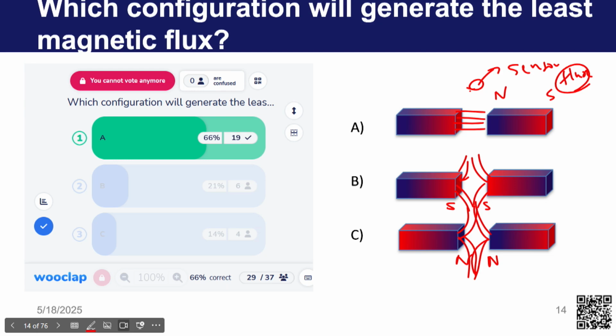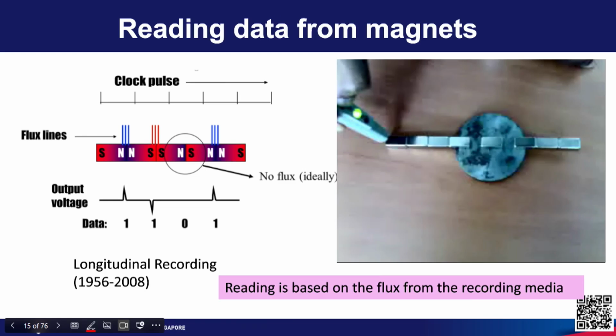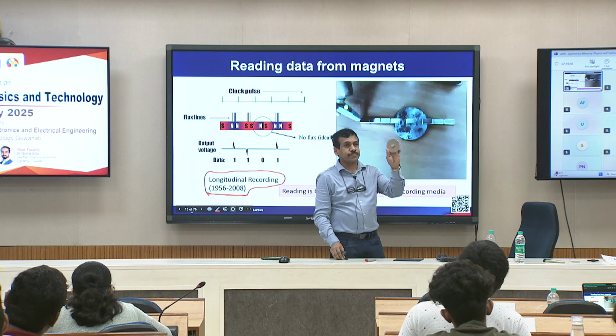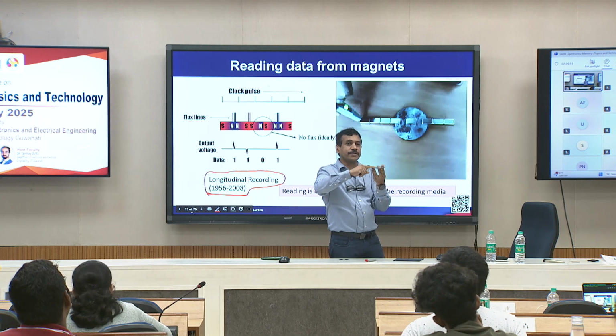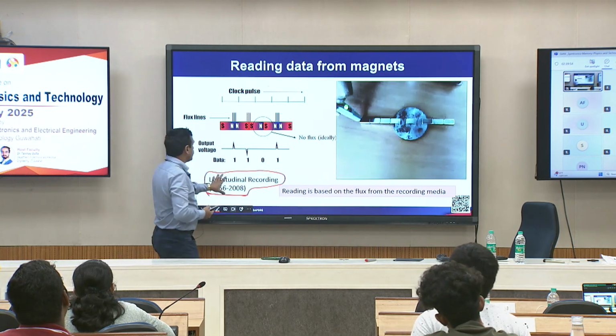Okay, so this is the principle that we used for sensing information in some very old technology. We used a recording technique called longitudinal recording technology for many years, and in this configuration the magnets are placed parallel to the disc surface. So we use this kind of discs to store information. When the magnetization of the material is parallel to the disc, then we call it longitudinal recording.